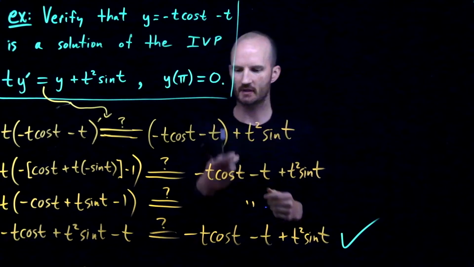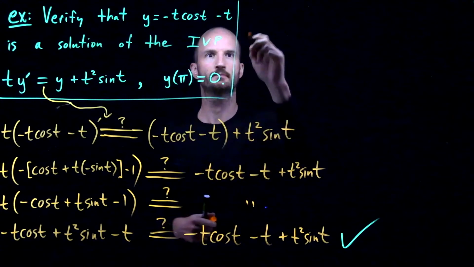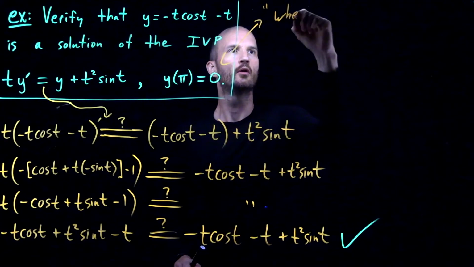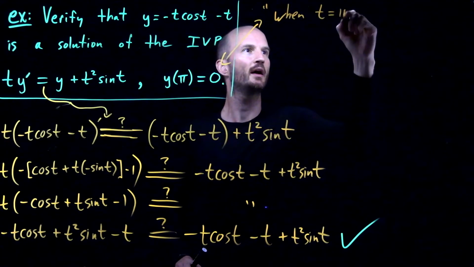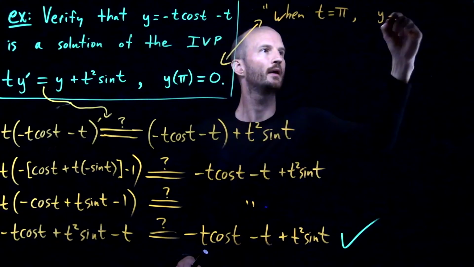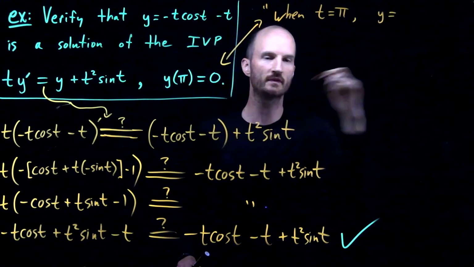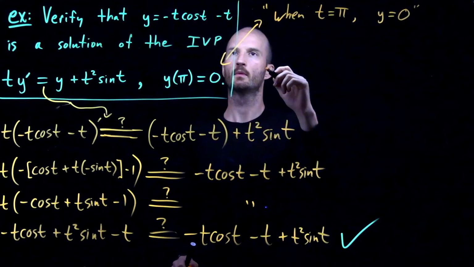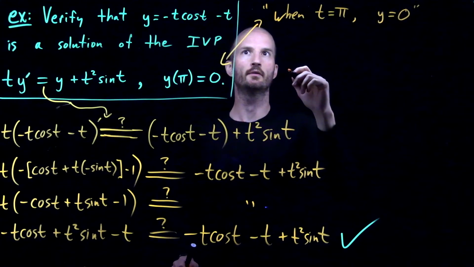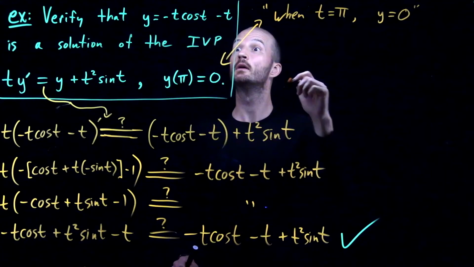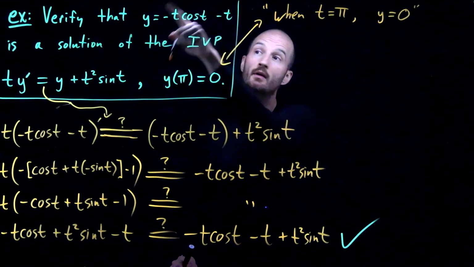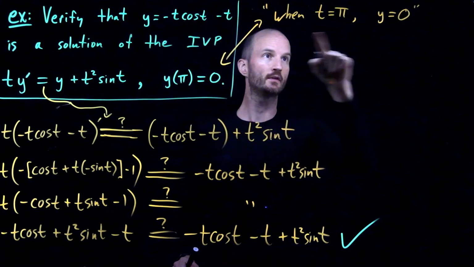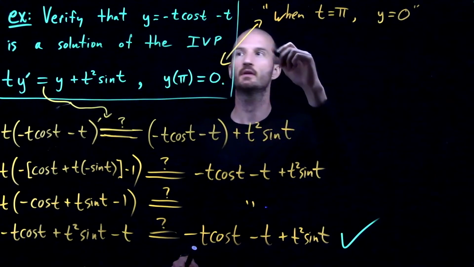What is this test saying? Well, we translate this. In English, when t is equal to pi, y is equal to 0. Is that true? Well, does this y value up here, this y function, does it do that? Does it follow this? Well, yes, it does.